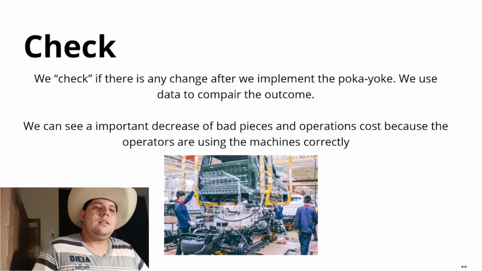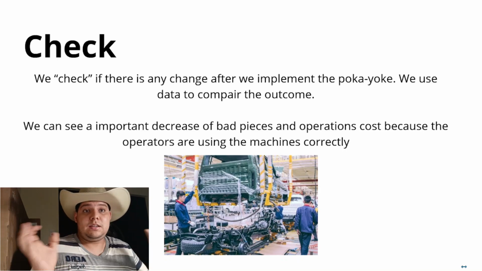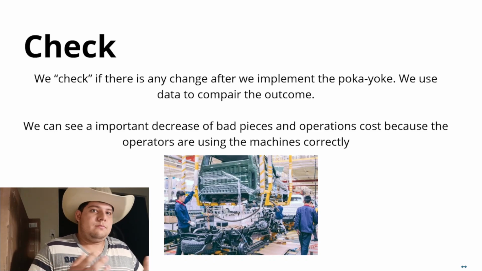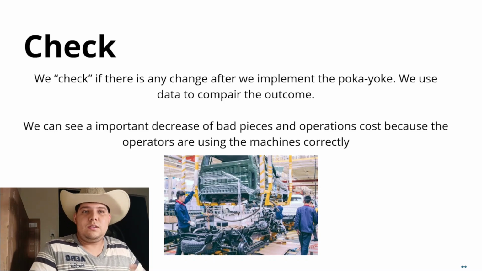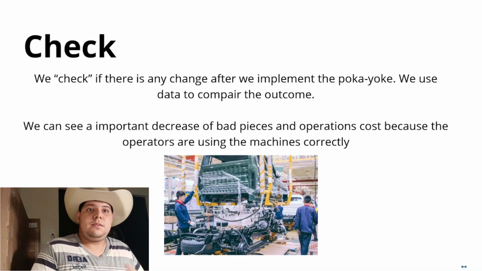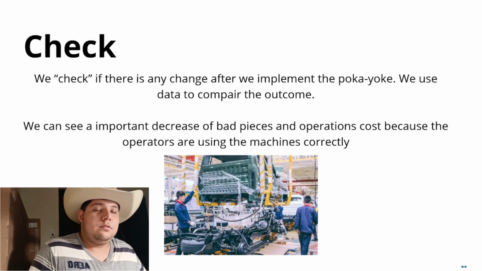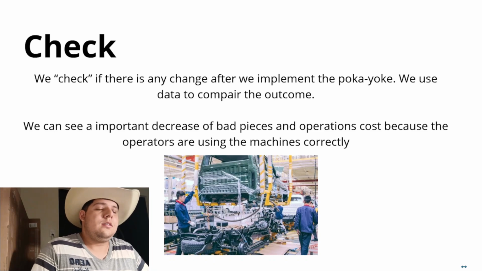Check. In check we check if there is any change after we implement poka-yoke. We use data to compare the outcome. Obviously there is gonna be a result, possibly positive or negative. We don't know, but obviously we're looking for a positive result. So we can see an important decrease of bad pieces and operation costs, because the operators are using the machines correctly, they are using the tools correctly.